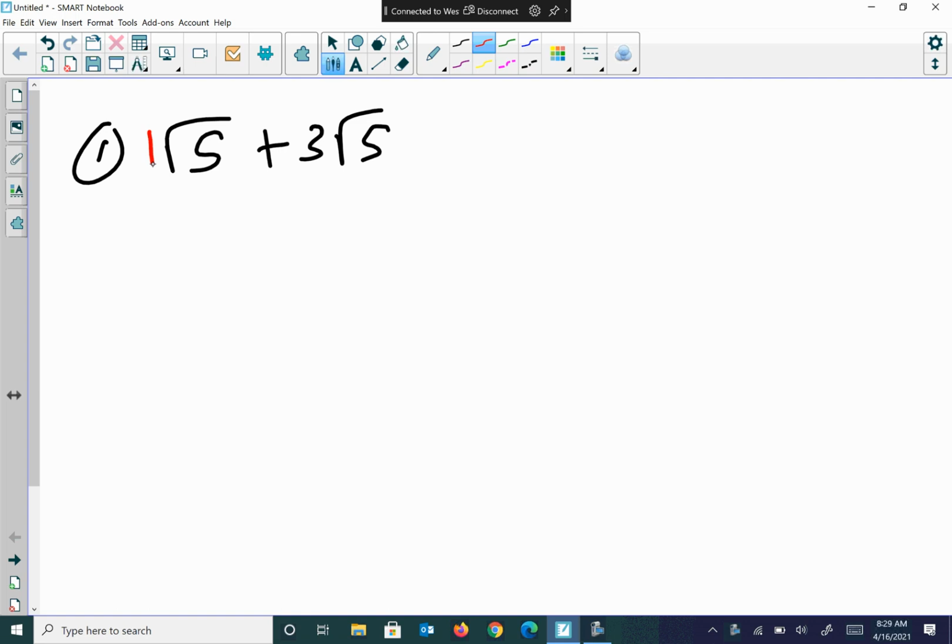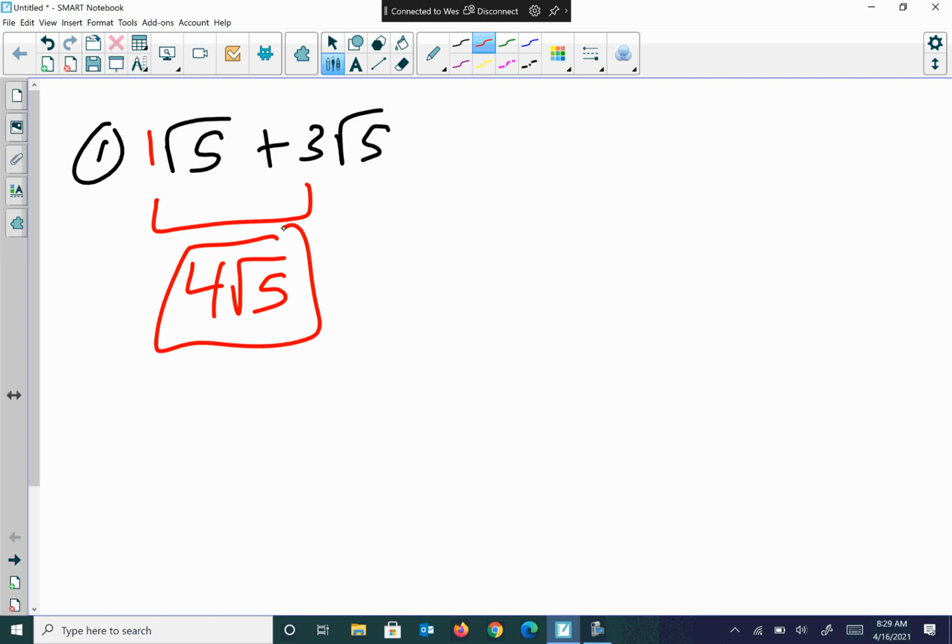So we're adding these. That just means we count them up. So I'm going to add those. So I'm going to get 4 root 5. And that's the answer. Okay, we don't increase the radical. We treat the radical like it was like an x or something like that. Okay? And then problem number 3 is 4 root 20 plus 2 root 45.